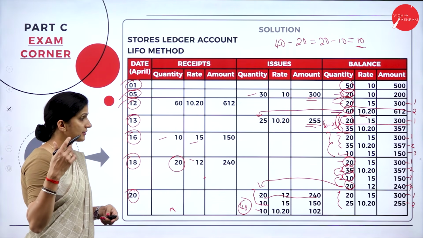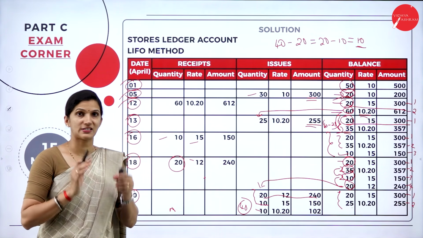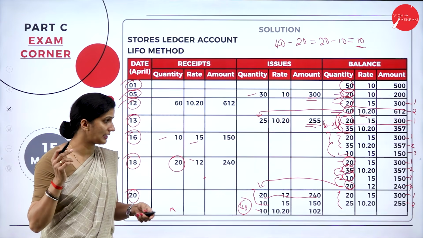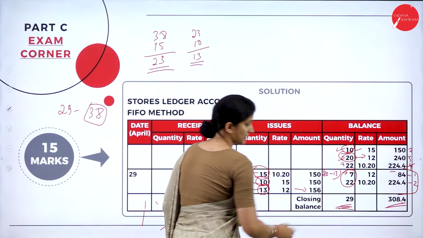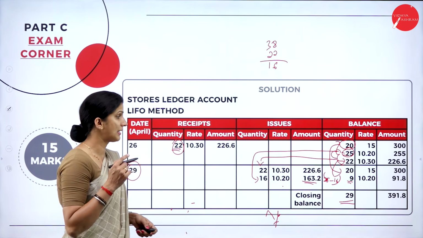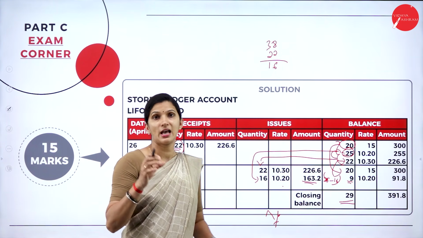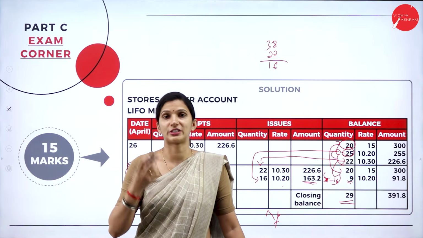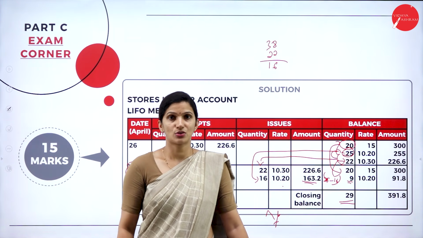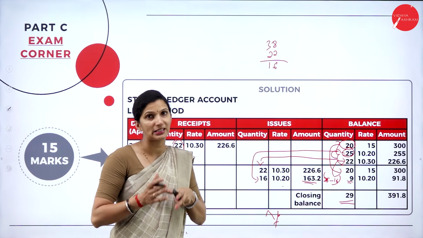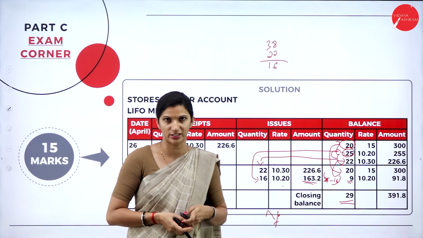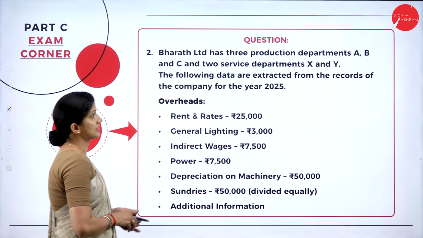Whether you apply the same method or a different method for the same question, your closing balance under LIFO and under FIFO should be the same. So, closing balance under FIFO is 29 units and closing balance under LIFO is also 29 units. This is how you need to apply the methods of FIFO and LIFO. Both are very important. Now, we'll move on to the second question.